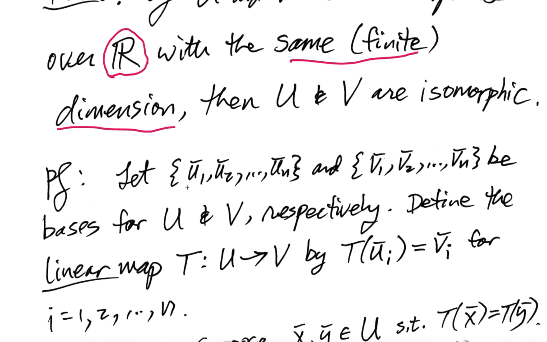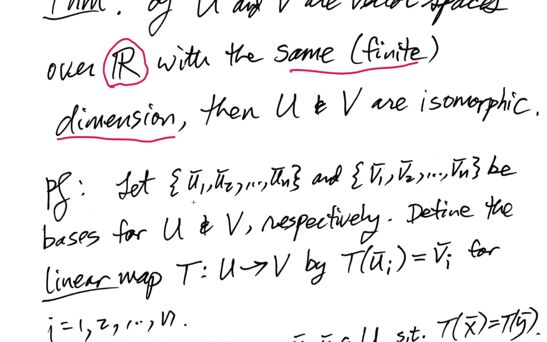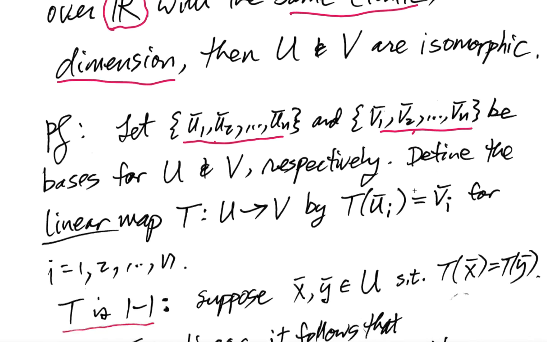Okay, let's go ahead and get an idea why that's true. Well, U and V are vector spaces of dimension n, let's say. Okay, so the dimension is n, some finite number. Then let's say u1 through un and v1 through vn are bases for U and V respectively. So this is a basis for U, and these over here are a basis for V. I'm going to define the following linear map, T, from U into V by the following. T of u_i is v_i, for i going from 1 to n.